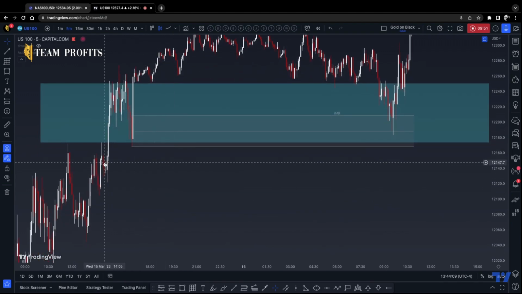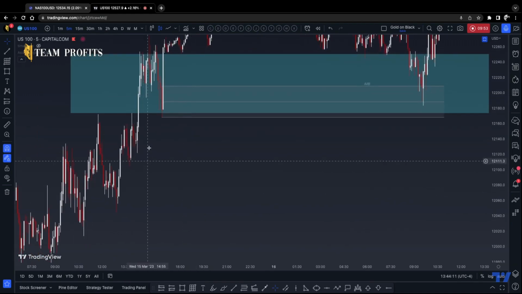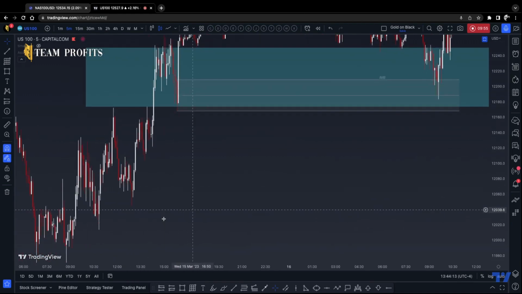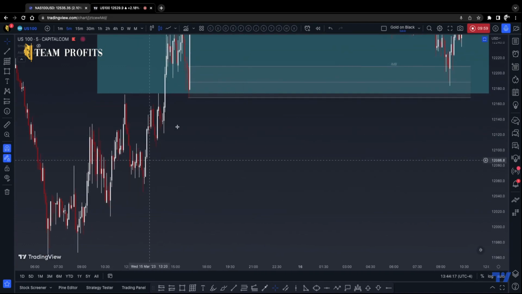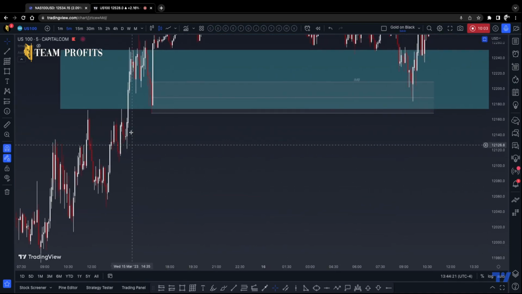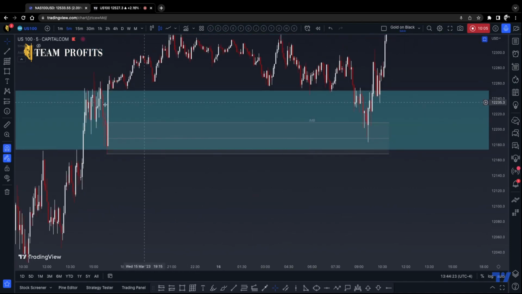You see, I had another zone right here unmitigated, maybe this one unmitigated. I have another unmitigated zone. You see, I had a lot of zones right there that were unmitigated. But you see, I was not looking for an entry here, here, or here. No, I was convinced and I was focused on taking this position.